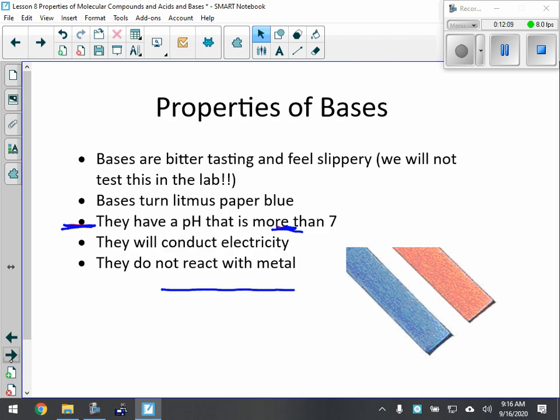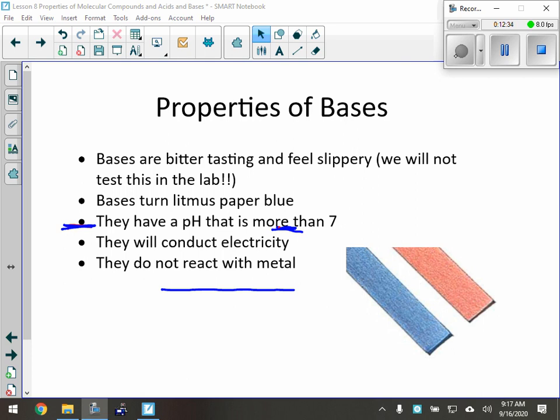Properties of bases, I'll let you go ahead and copy. We're going to fill in that same chart, of course. So go ahead and do that. Filling in the same chart here, bases are bitter tasting. If you've ever had a Tums, for example, that's a base. Tums are kind of chalky. So they're usually bitter tasting or chalky.